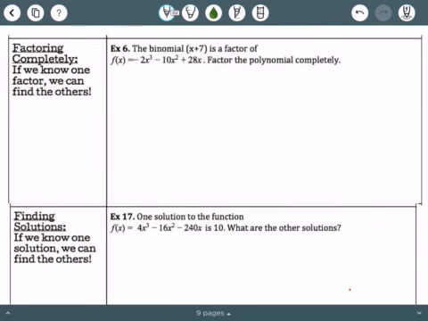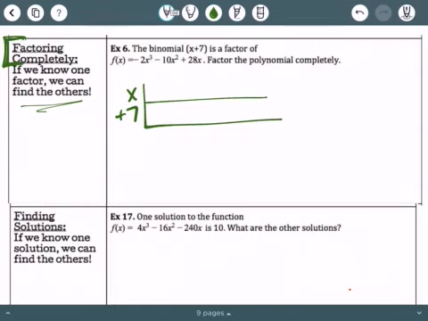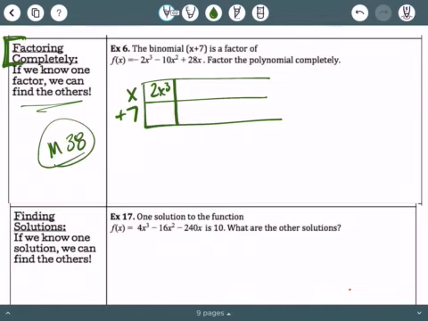Same thing, we're going to follow through when we're factoring completely. So we're going to take it one step further. If we know one of the factors, then we could find the others. So I'm going to go ahead and say x plus 7 goes here. I'm going to quickly do my division. I'm not going to talk through it so much. If this is confusing, a reminder to go back to module 38. There's a really good video there. It goes through a lot of examples.